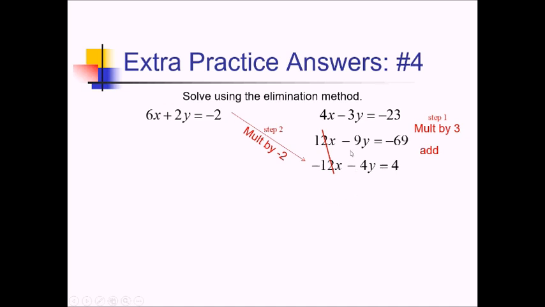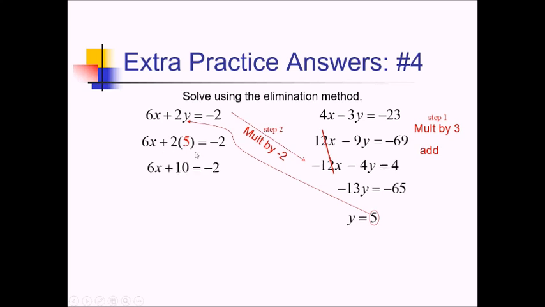All right, so now we did use this process. Let's add those y's together. That's negative 13y on the left side. On the right side, that's negative 65. Divide by negative 13, we get y equals 5. And now if I plug 5 back in over here, we've got 6x plus 2 times 5 equals negative 2. So that's going to be 10 over there. Subtract 10 from both sides, that's negative 12. Divide by 6, we get x equals negative 2. So then, final answer, we have negative 2, comma 5.